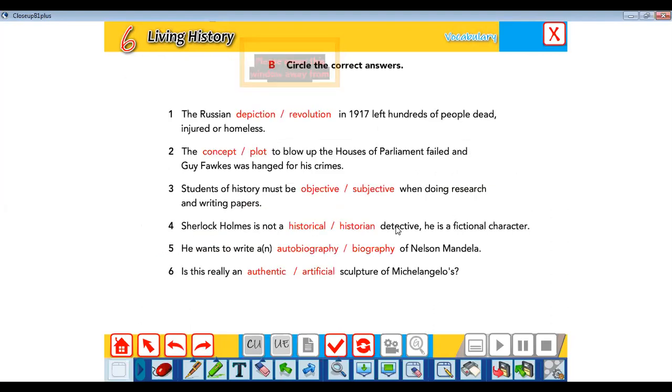In this exercise, we'll try to choose only one word from the two words. Choose the correct answer, and circle the correct answer. So we'll choose here from these two words. Yes, Faris Muhammad, you can answer number one. The Russian defection or revolution in 1917 left hundreds of people dead, injured, or homeless.